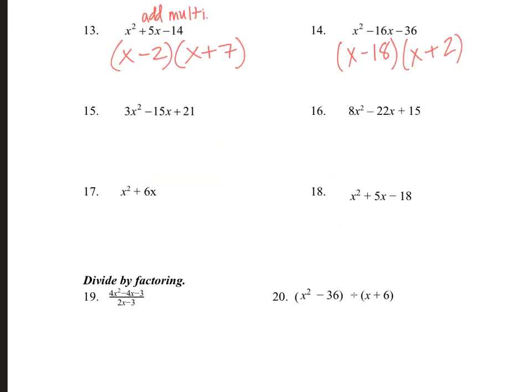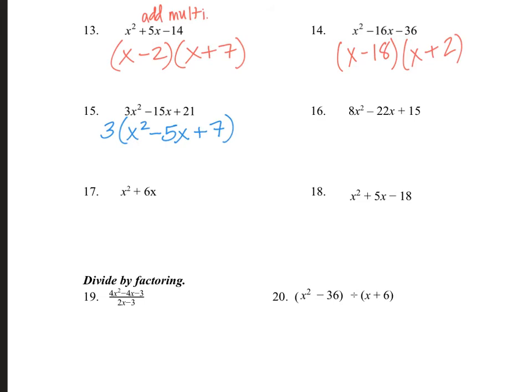Okay, let's look at 15. So 15, we notice that each of the terms could be divided by 3. So that's the first thing that we can do, we can take out our greatest common factor. So let's take out a 3. And so that means in the parentheses, we're going to have x squared minus 5x plus 7.